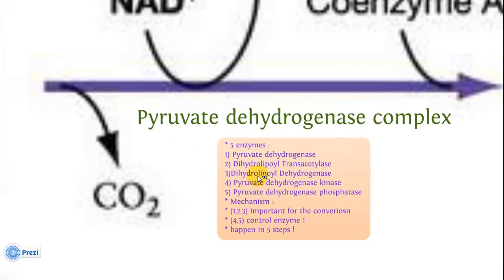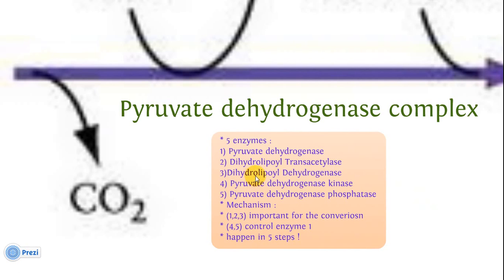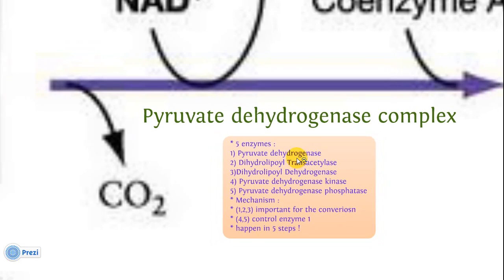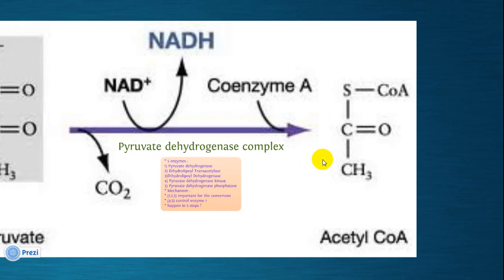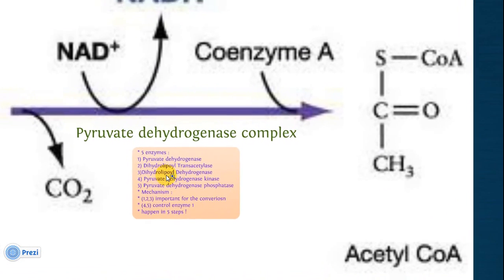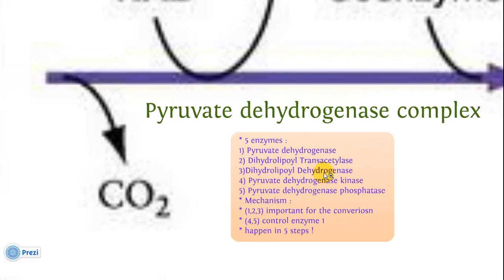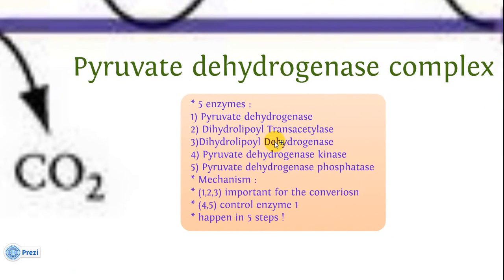The other 2 enzymes are dihydrolipoyl transacetylase and dihydrolipoyl dehydrogenase. Those enzyme names contain this part, lipoyl, because these enzymes contain lipoic acid. The function of the first one is transacetylase. Trans means to move. To move what? To move the acetyl. What is the acetyl? It's COCH3, a functional group. So transacetylase will move the acetyl group in a special mechanism.